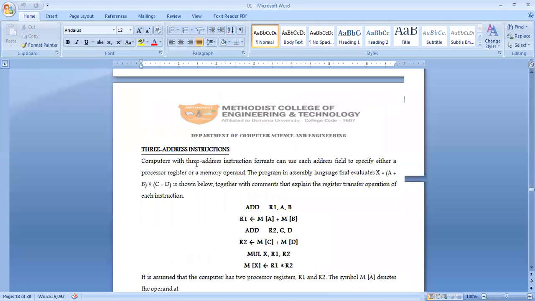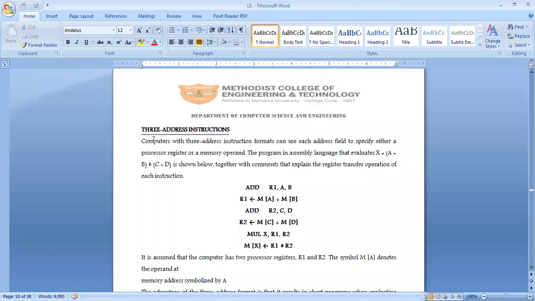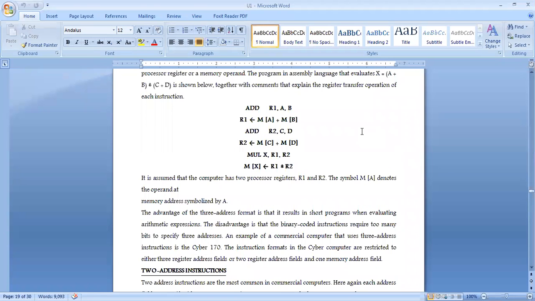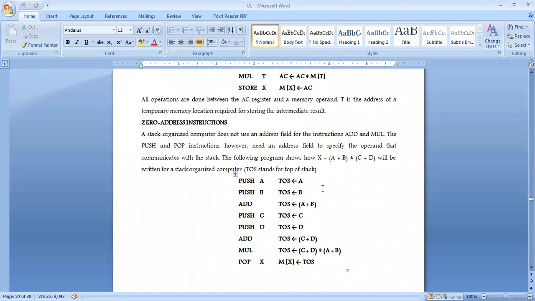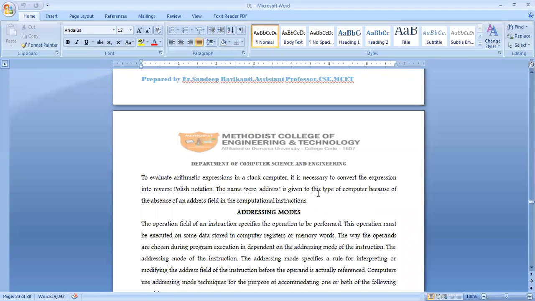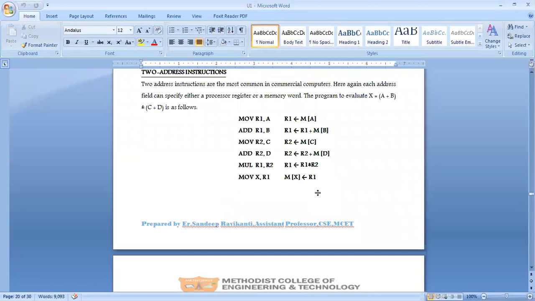And now I am explaining the 3 address, 2 address, 1 address, and 0 address instruction formats. This is the most important question, and for each one you can see one example, where we are evaluating one expression: x equals a plus b into c plus d. We evaluate this in 3 address, 2 address, 1 address, and 0 address instruction format. If you get this question, you need to explain all these things.